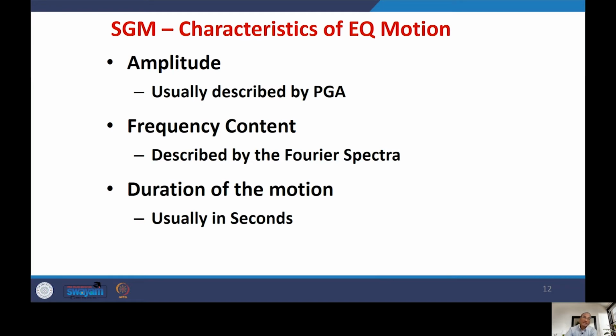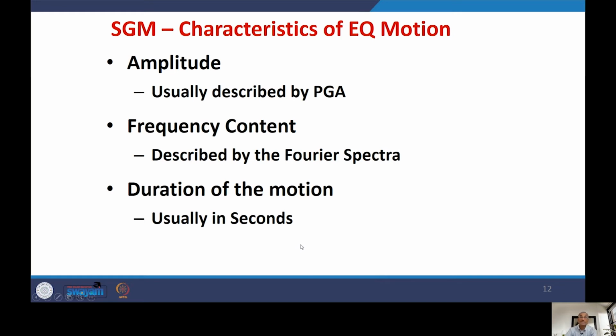Then the frequency content of the motion is normally described by the Fourier spectra, and the duration of the motion is usually in seconds. So naturally, the higher the amplitude, the higher the expected PGA, and the higher the magnitude. If the frequency content is such that the predominant frequency of your strong ground motion is very close to the natural frequency of your system, your building or structure, then the damage will be higher. Then you have the duration of the motion. The higher the duration of the motion, naturally it is expected that the damage will be higher.